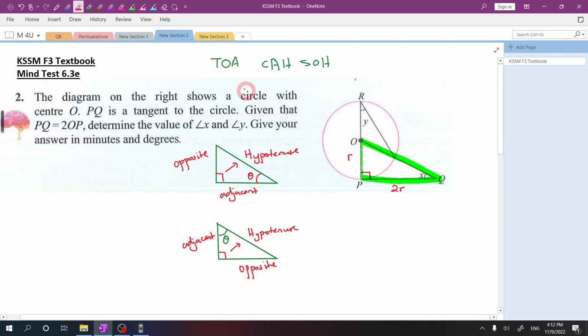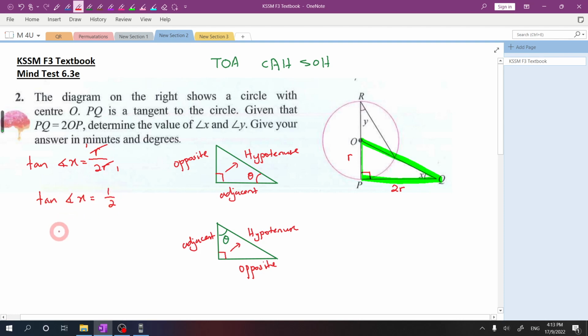Okay, now let's look at this one. We should use tangent, cosine, or sine to help us get this angle. I will be using tangent. Tangent angle X is equal to opposite divided by adjacent, which is PQ over OP. Okay, so the R here I can simplify it. So tangent angle X is equal to 1 over 2. Be careful, 1 over 2, not 2.